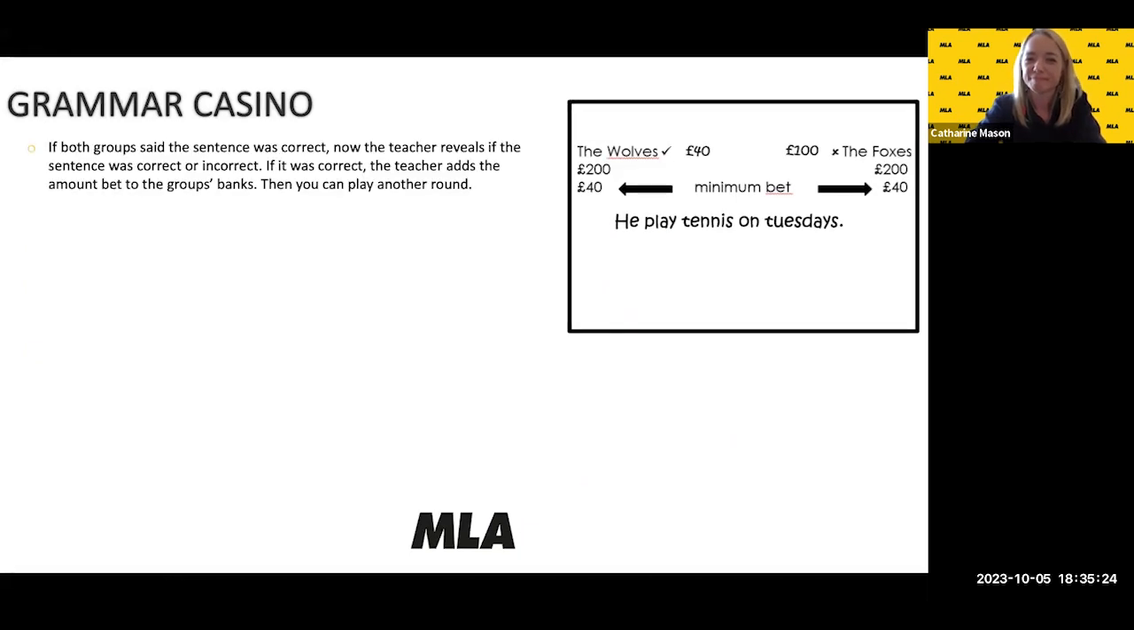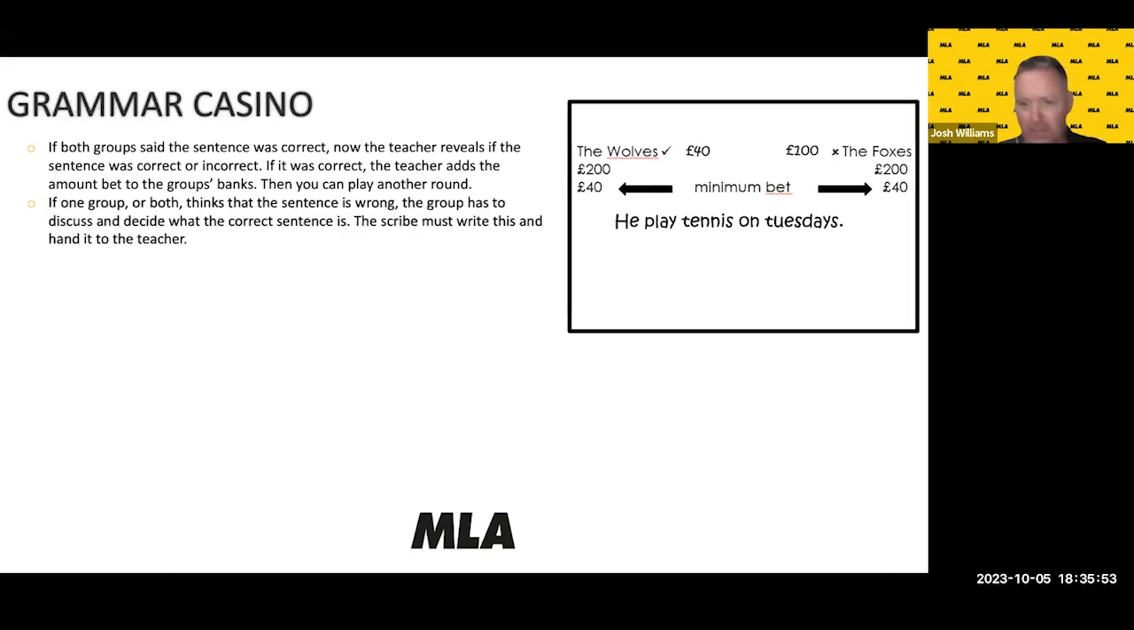If both groups said the sentence was correct, now the teacher reveals if the sentence was correct or incorrect. In that case, if they both think it's correct, they're not going to write any correction, obviously. And if it's correct and they said it was correct, the teacher adds the amount bet to the group's bank. Then you can play another round.